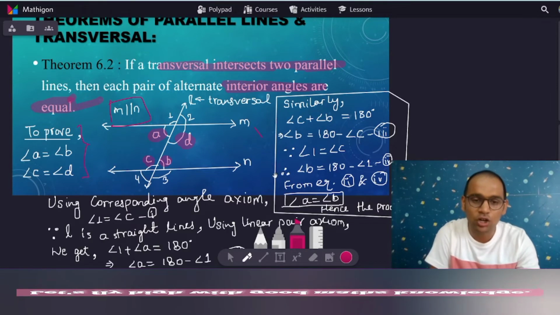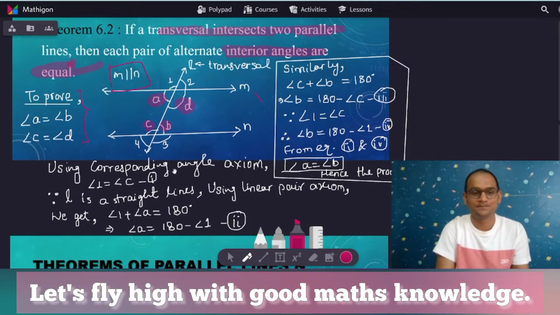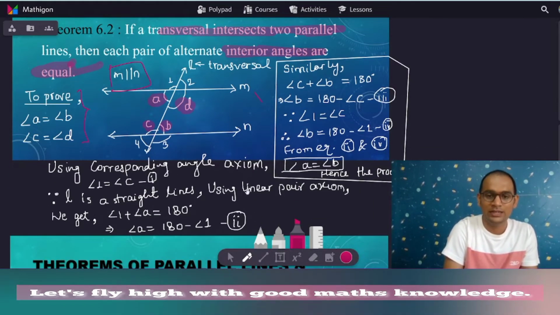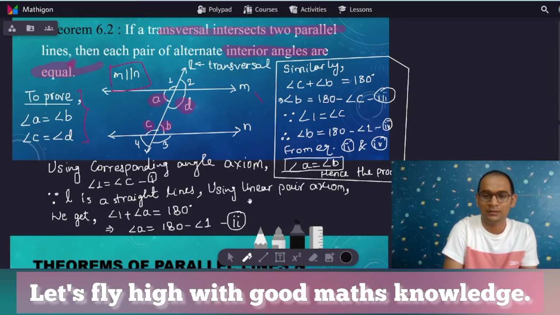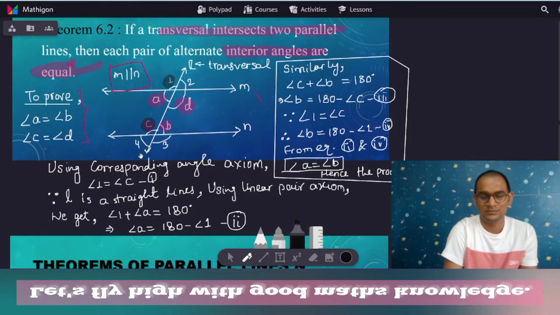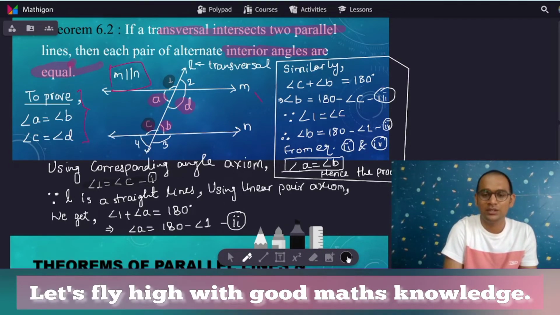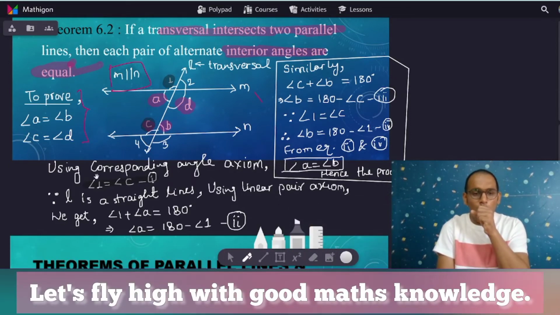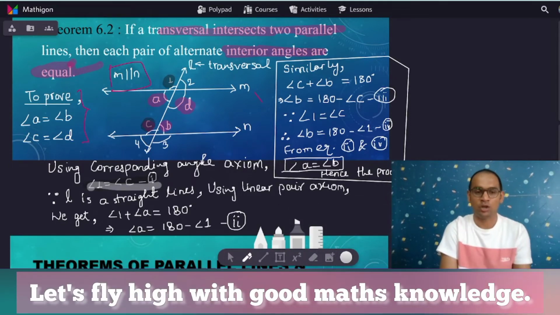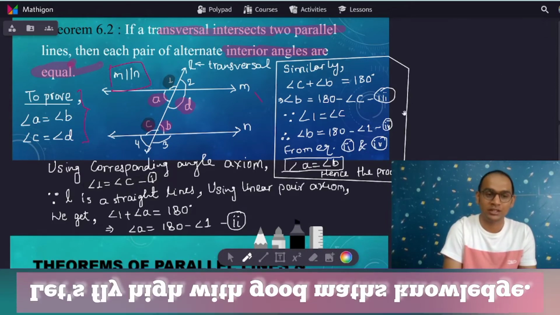Now, using the corresponding angle axiom, what do we know? That angle 1 equals angle C. I will represent it by black highlighter. Angle 1 is equal to angle C. They are the corresponding angles, right? Let's take it as equation number 1.